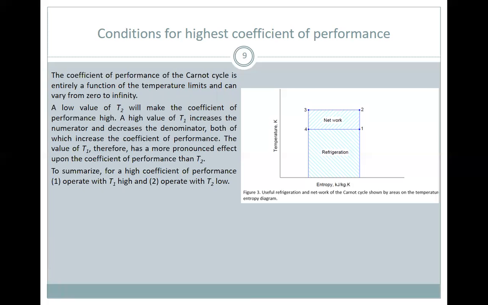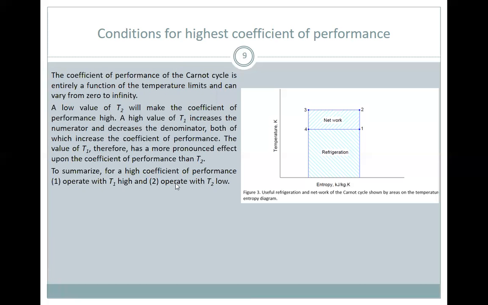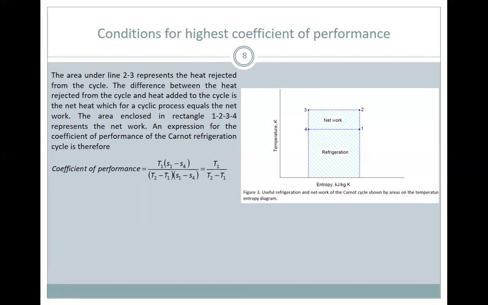Now, the coefficient of performance of the Carnot cycle is entirely a function of temperature limits and can vary from 0 to infinity. Di ba kasi na-cancel yung entropy. A low value of T2 will make the coefficient of performance high. Yan. Pag mababa to, so tataas yung COP mo. Di ba? Yan ka ng pag-analyze ng formula.